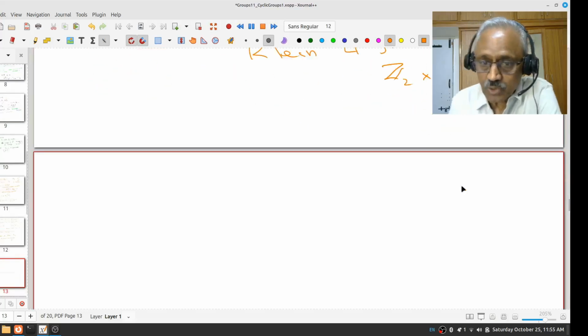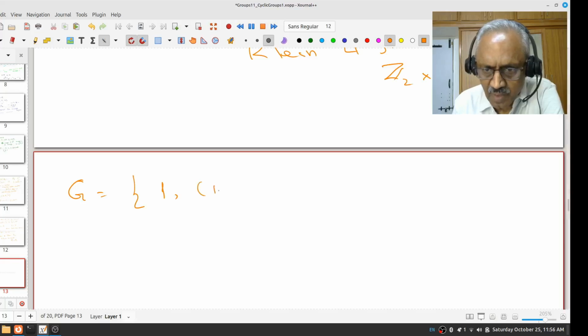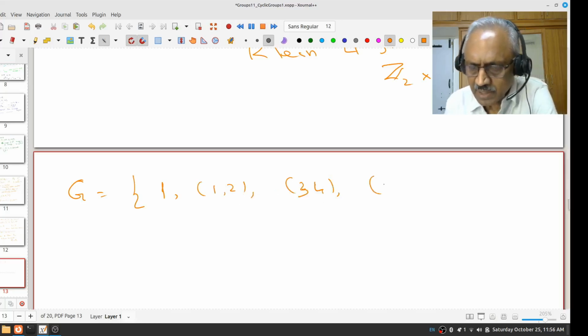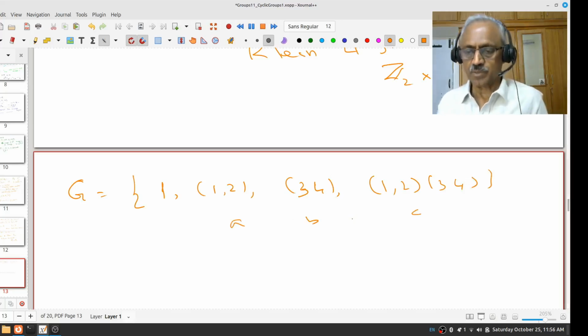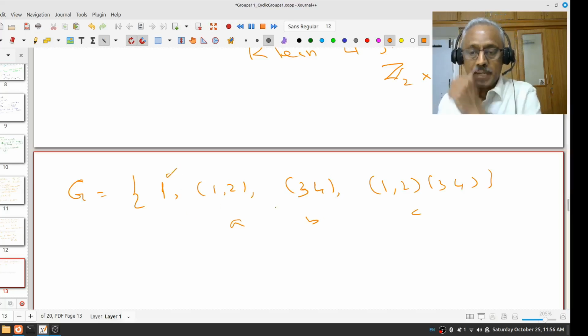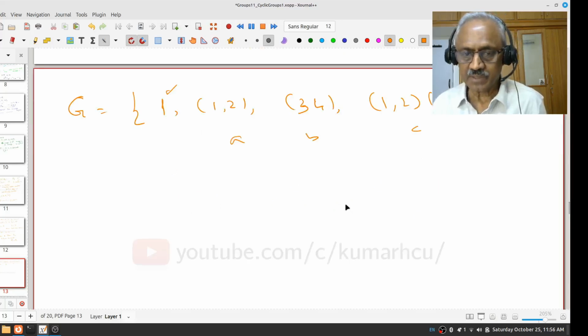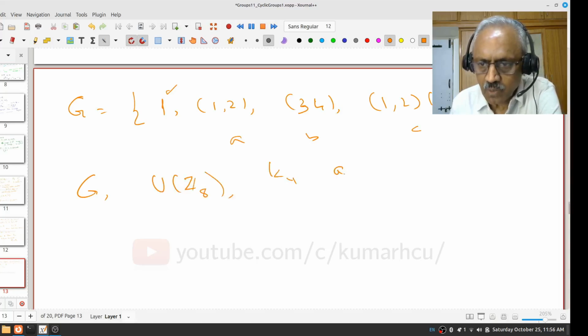Right? We also saw something else. Another group G, which consists of only these elements: identity permutation, the transposition (1 2), the transposition (3 4), and the product (1 2)(3 4). This also, if I call them A, B, C, A squared equals B squared equals C squared equals the identity permutation. And the product of any two elements is the third. That means all these groups G, U of Z8 and Klein's 4 group all look similar.